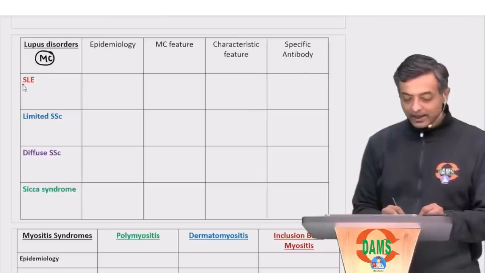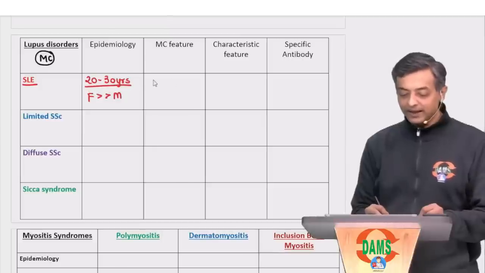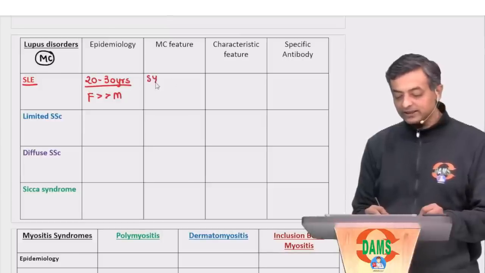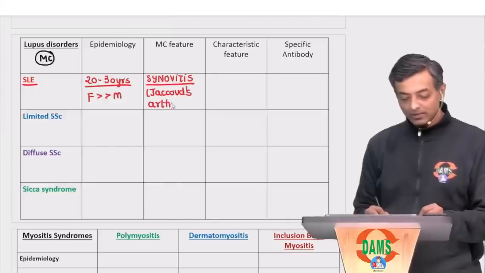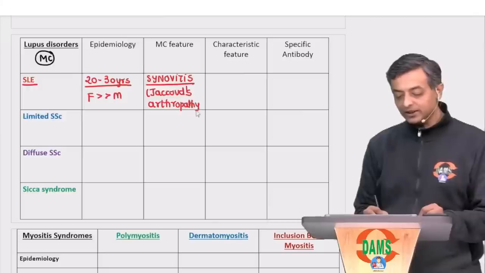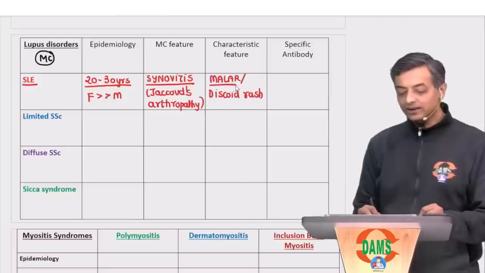In SLE, epidemiology, classically 20 to 30 years, female dominant disease. What is the most common feature in SLE? The most common feature is synovitis, but it is always non-erosive. That is why it is called Jaccoud's arthropathy. But the characteristic feature is the malar or the discoid rash. That is, the cutaneous manifestations are characteristic.